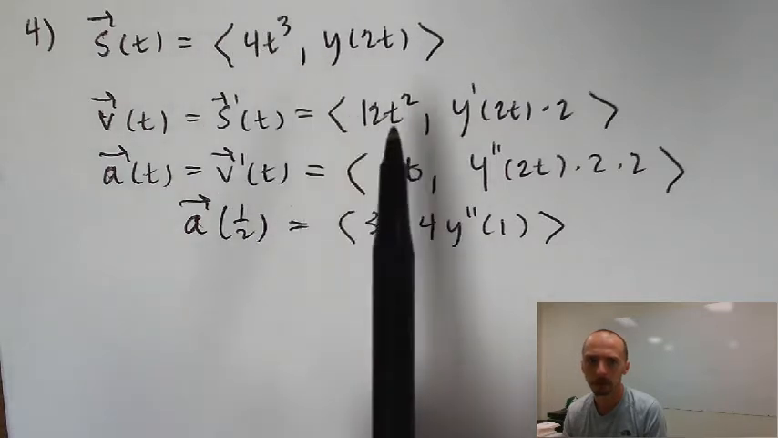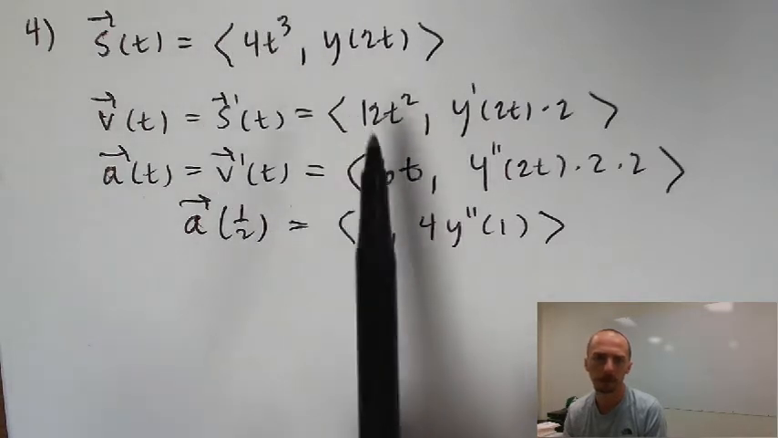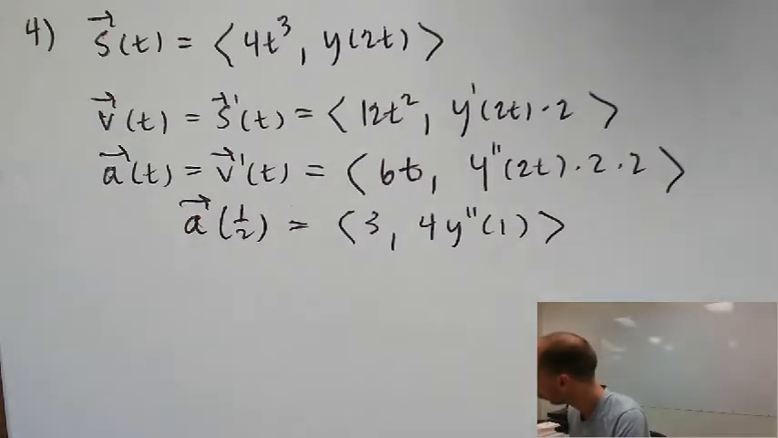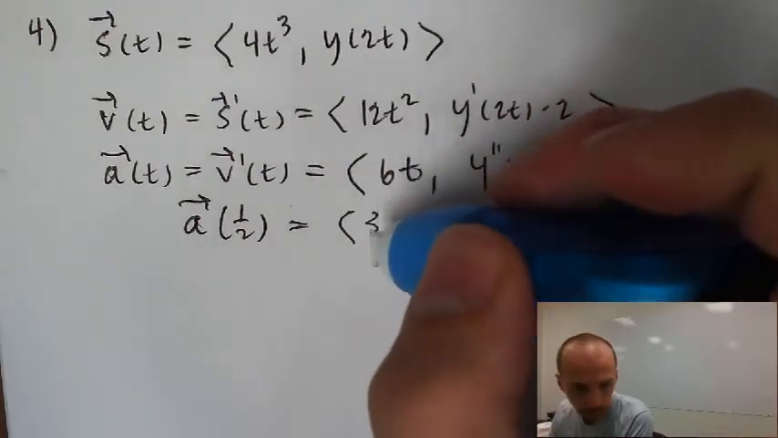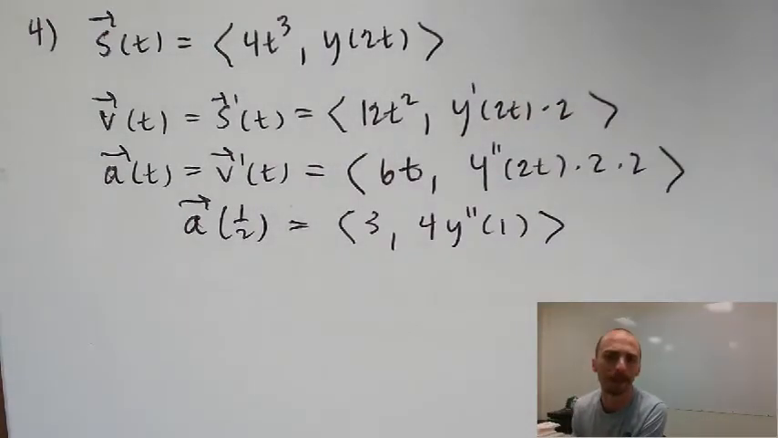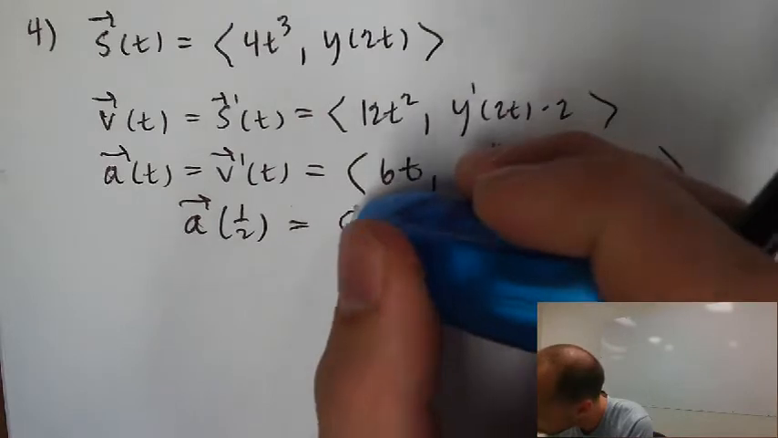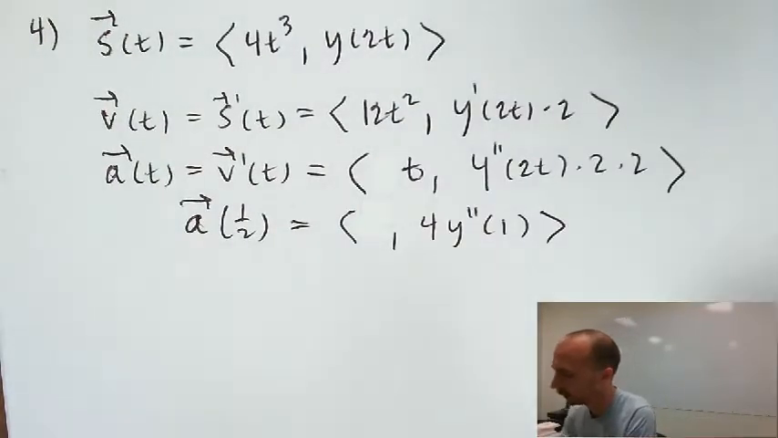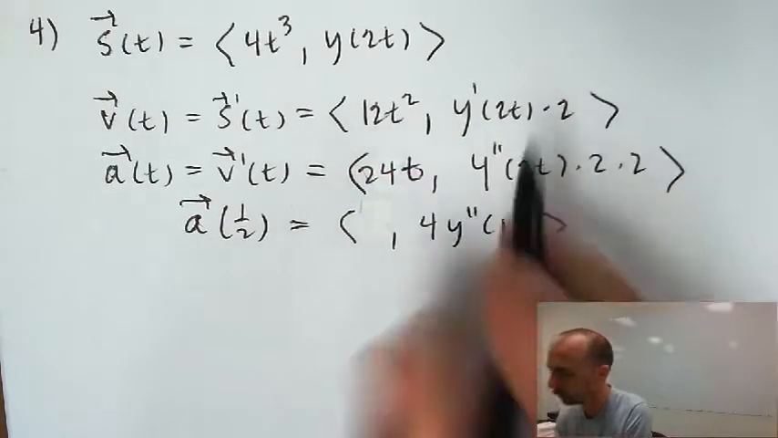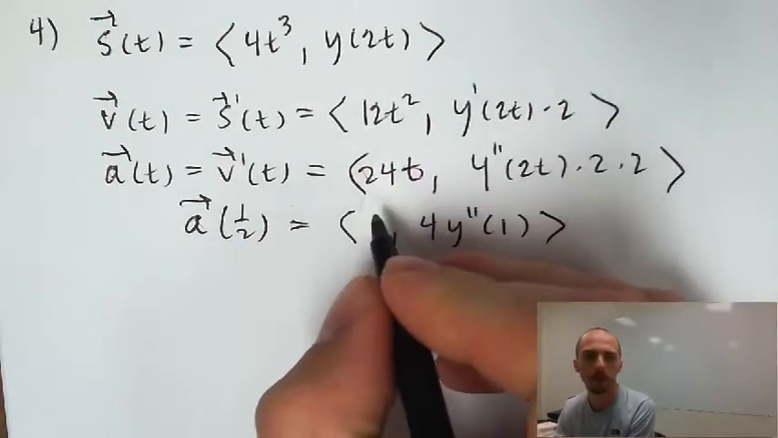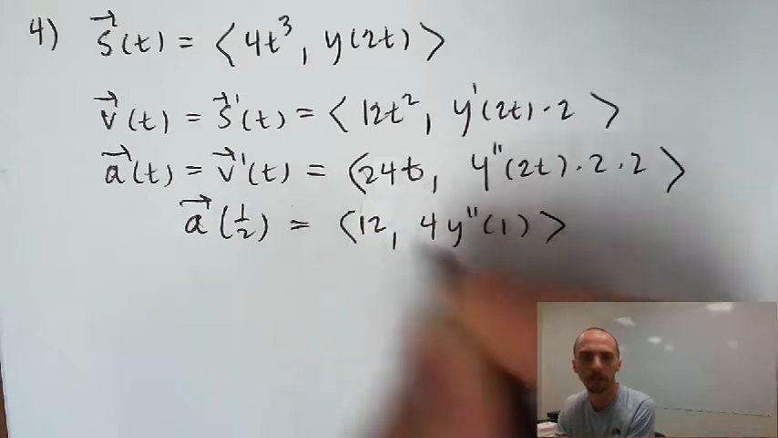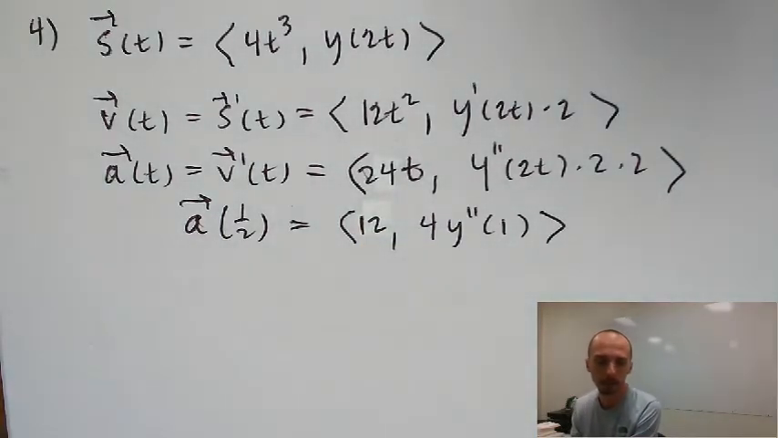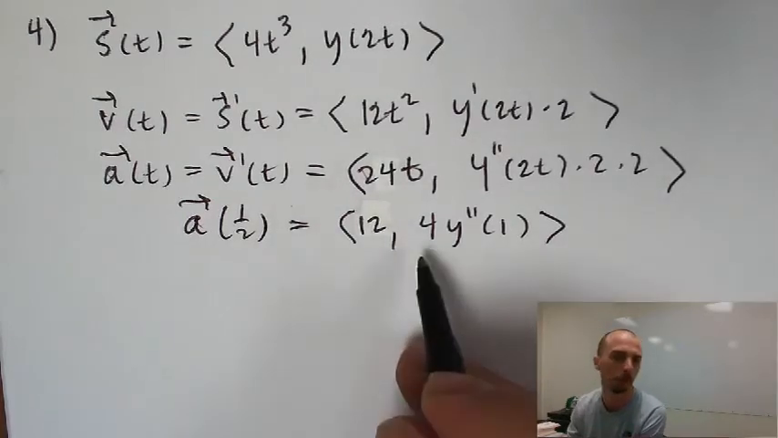Wait, hold on. No, this is not it. It's going to be 24t. Oh, and A wouldn't have even been right because it didn't have the right second component. Oh man, that was very silly. All right, so this is going to be 24t. Yeah, 12 times 2 is 24, not 6. And then 24 times a half is 12. So we have it down to 2 answer choices based on the first component. And it's answer choice D because of the chain rule twice.